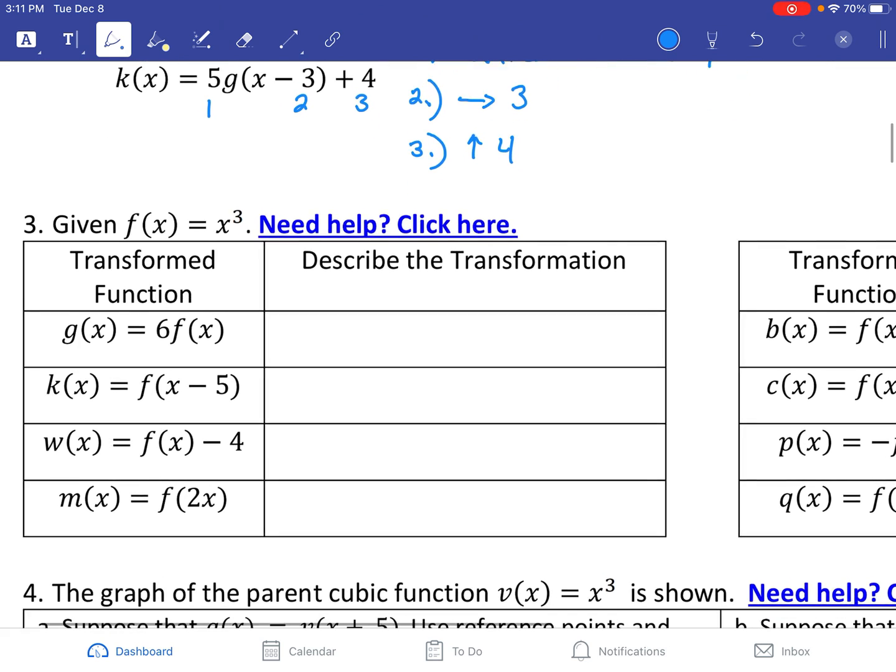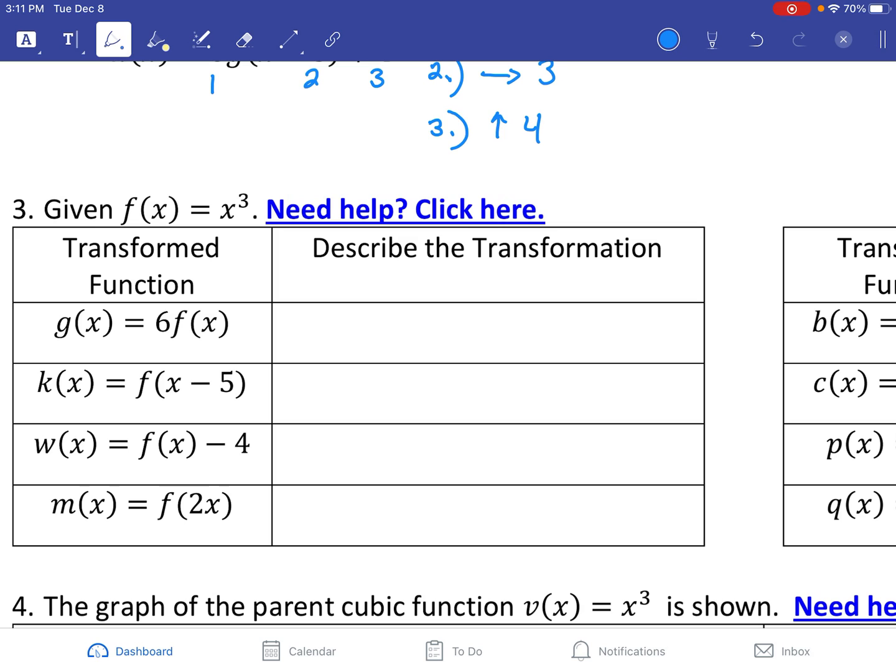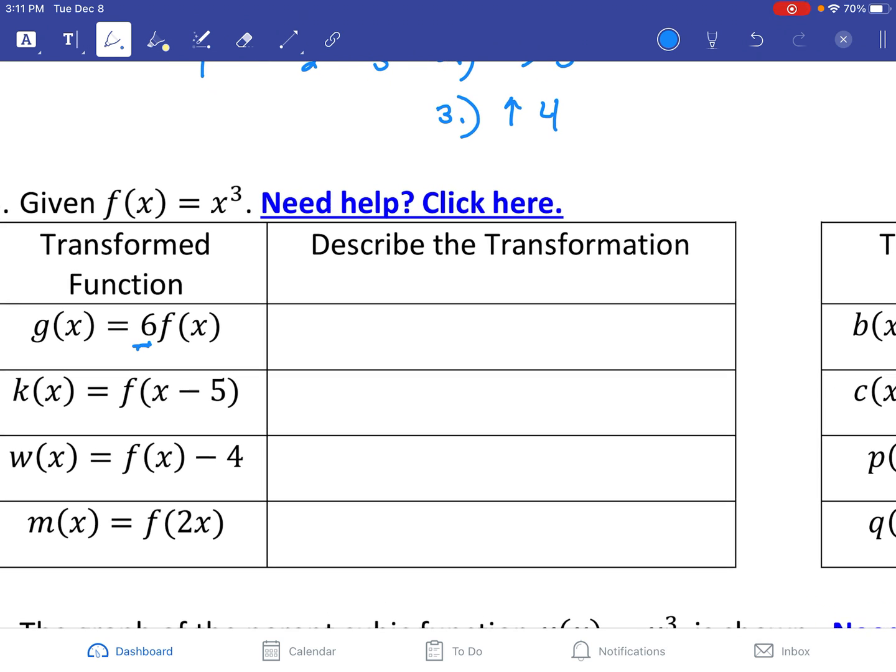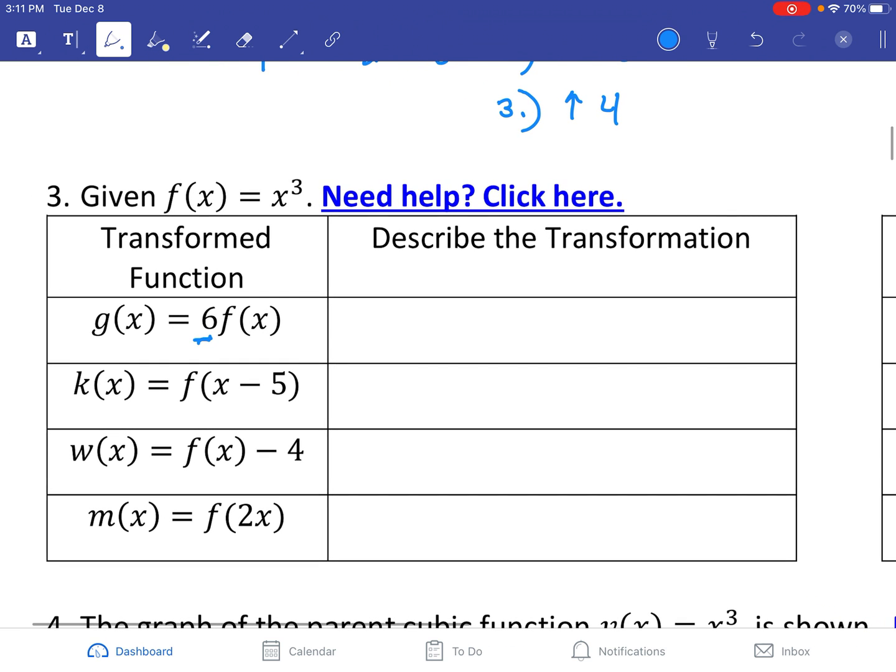All right. Describe the transformation. So here we go. So we have x to the third. We're transforming it by doing different things to it. So in the first one, we have a 6 on the outside, just like in the previous problem. This is a vertical stretch by 6. On the inside of the function being added or subtracted, it is a horizontal transformation. So it's going to either shift left or right. Because it's negative, we're going to go to the right by 5. The next one, negative 4 on the outside, is going to go down by 4.